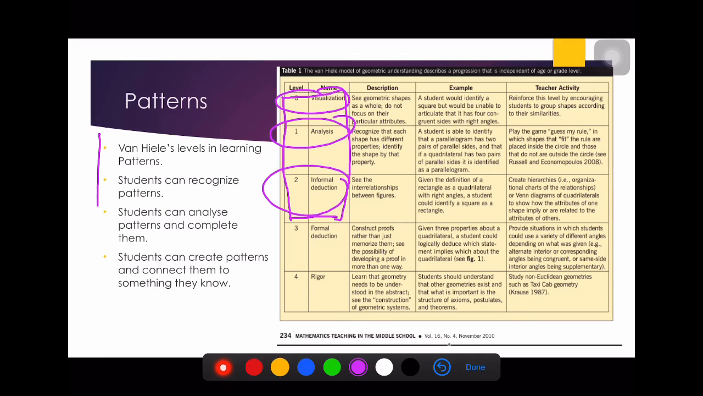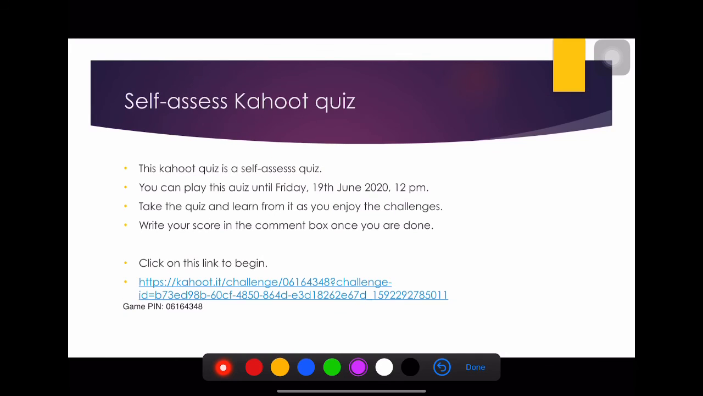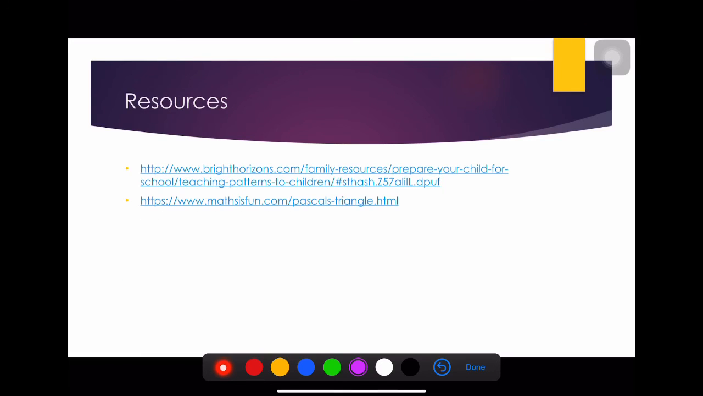So here's an example. This is a self-assessed Kahoot quiz. You can try your hand at it, but there is a time limit. It's only until Friday 19th, 12 p.m. Once it's Friday 19th, 12 p.m., it will shut down or deactivate itself. The pin number is here, so just click on the link and try out this self-assessed Kahoot quiz. And here are some more resources.